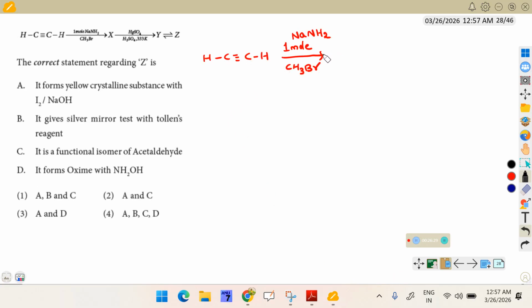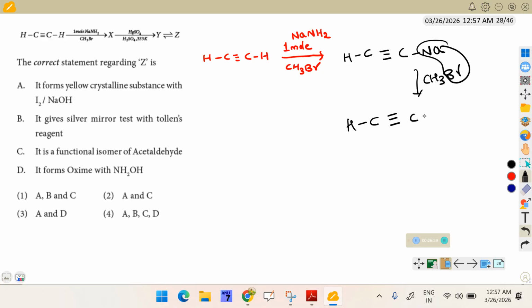Alkyne reacts with 1 mole of NaNH2, then it gives CH≡C-Na. Sodamide reacts with acidic hydrogen. After that, it further reacts with CH3Br. Remove NaBr. Then it gives CH≡C-CH3.